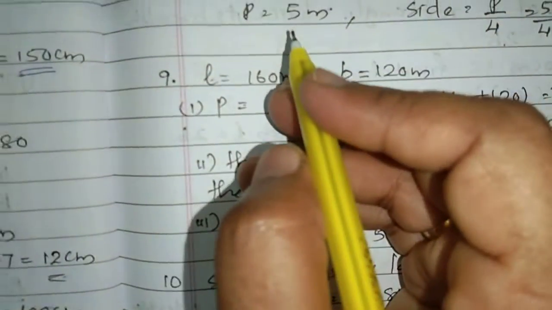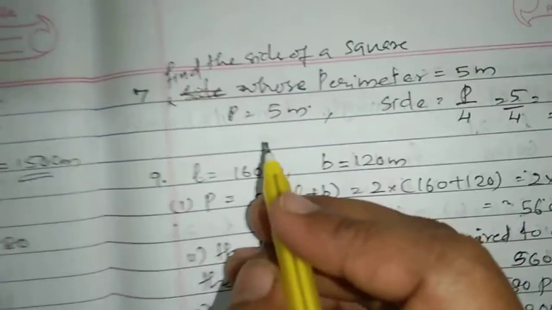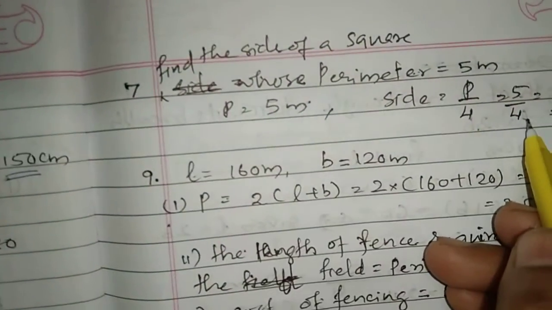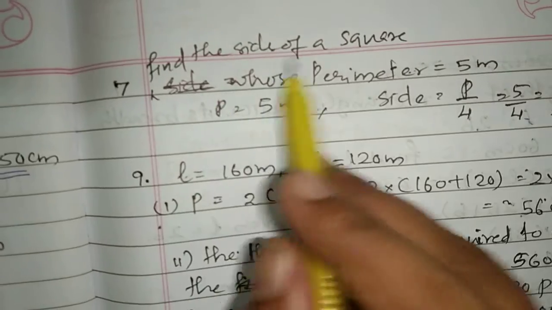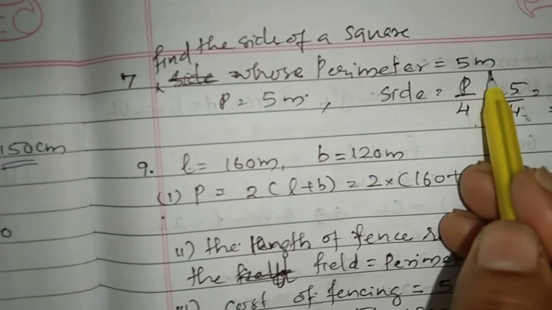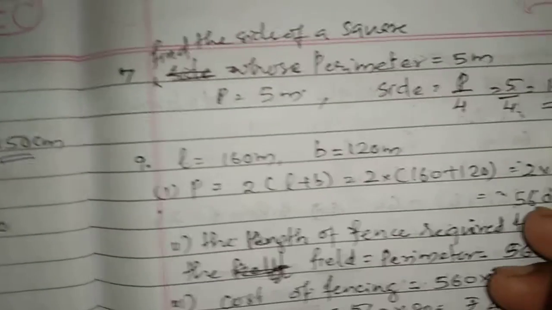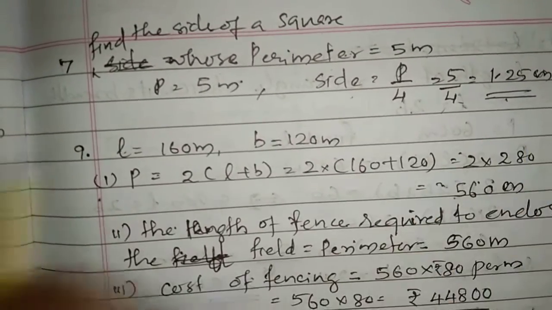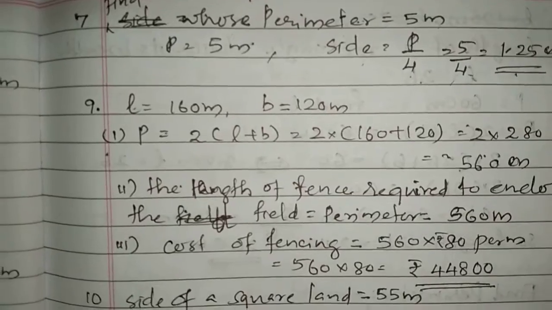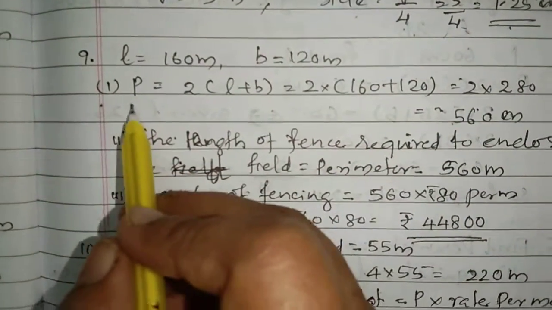moving to the seventh question. Here also the side of a square is given, and you have to calculate the perimeter. Find the side of a square whose perimeter is 5 meter. So side equals perimeter by 4. 5 by 4 equals 1.25. Question number 8, I will give it as homework for you. Try to do it yourself. Ninth question.